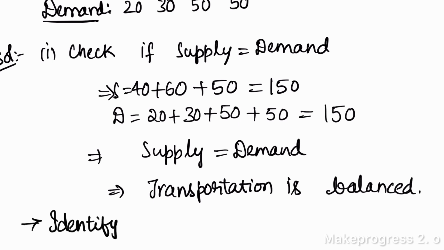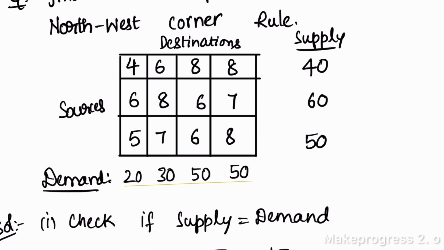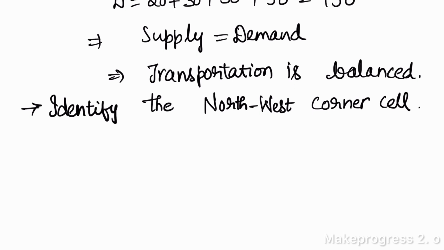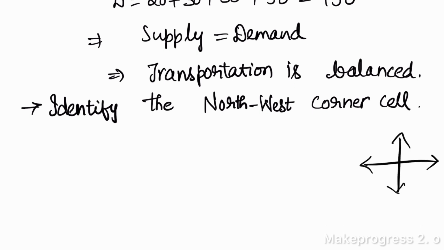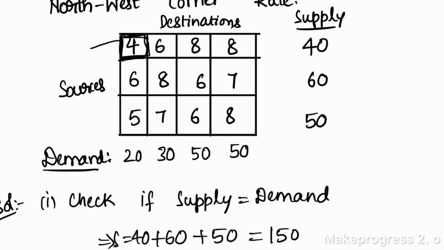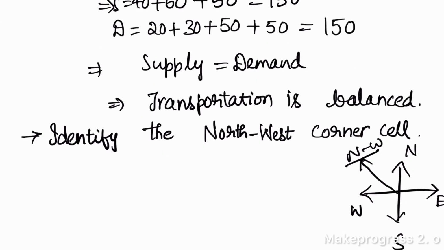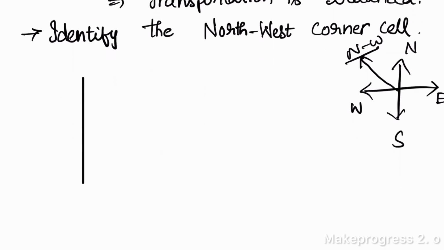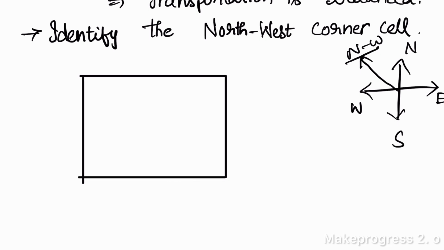First of all, we should identify which is the northwest corner cell. If you observe the northwest corner cell first, then you could do the problem very easily. Here in the question, the first cell which I have marked is the northwest corner cell. Let me show you the directions. You have east, west, north, south. So this is the northwest direction. That corner cell should be considered in the northwest corner rule. So this is the northwest corner cell. Consider that. Let me redraw the table again in the solution.